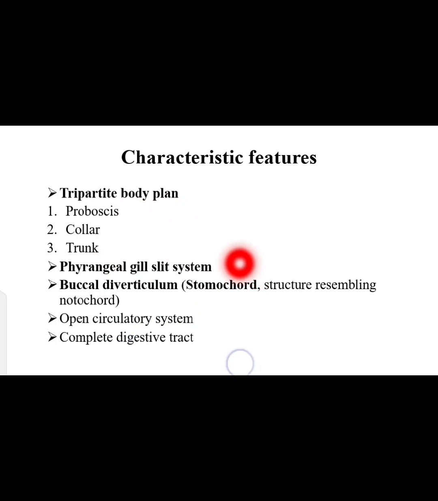They have a pharyngeal gill slit system. They have a buccal diverticulum or stomochord. The circulatory system is open and they have a complete digestive tract.